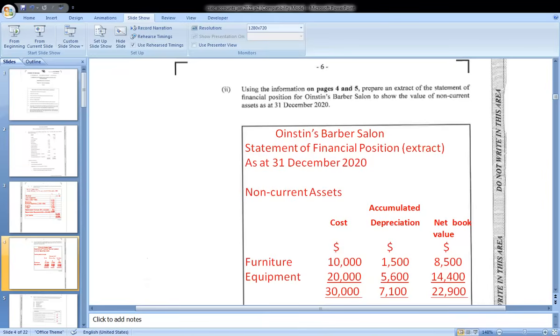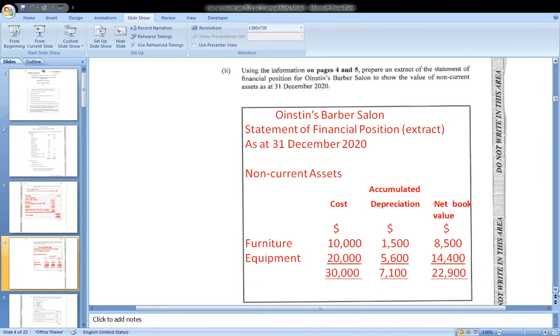So here's what our statement of financial position extract should look like. We ensure we do a proper heading, Oyston's Barber Salon, Statement of Financial Position Extract, as at 31st of December 2020. So we're focusing on non-current assets. We know we have our cost, accumulated depreciation, and our net book value. Our cost for the furniture was $10,000.